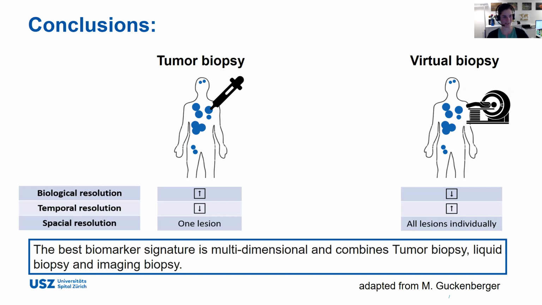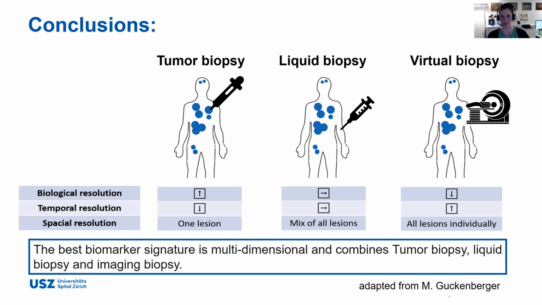We've heard in one of the previous talks that it's very difficult to combine different omics data. And I know we need a lot of data for that, but I think it's a good task for the future. And also, I think we should include liquid biopsy, which is somehow in between the two. It has a better biological resolution, but for a liquid biopsy we need to take some blood, so it's also in between in the temporal resolution. But I still think in the future, all three together will give us the best biomarker.